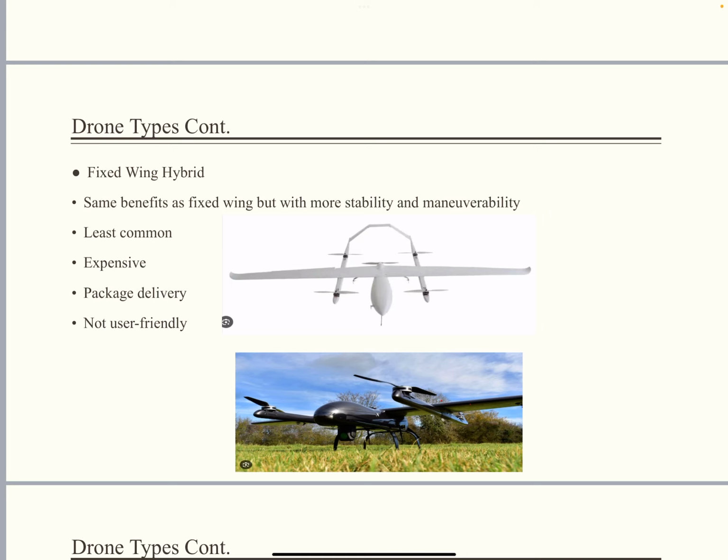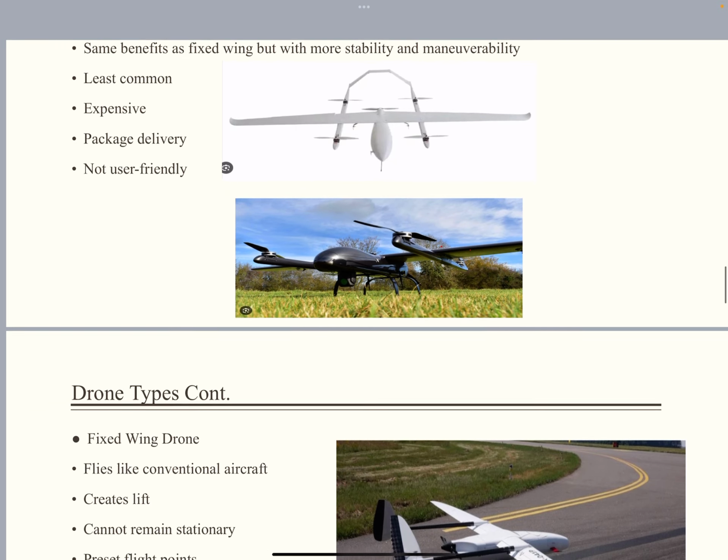This is going to be one of your least common drone types, and with that said, it's going to be the most expensive, and it's not going to be very user-friendly. And it's oftentimes used for package deliveries for Amazon or whichever company wants to do that.